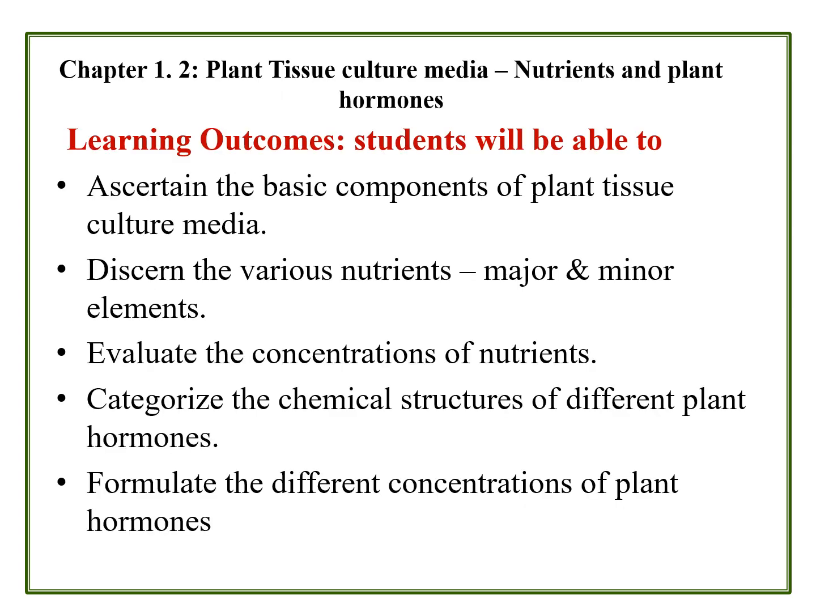The learning outcomes for the chapter on plant tissue culture media, nutrients and plant hormones: after completing the chapter, the students will be able to ascertain the basic components of plant tissue culture media, screen the various nutrients including major and minor elements, and evaluate the concentrations of nutrients. So this is very important for the preparation of plant tissue culture media and designing the media for various purposes in plant tissue culture.